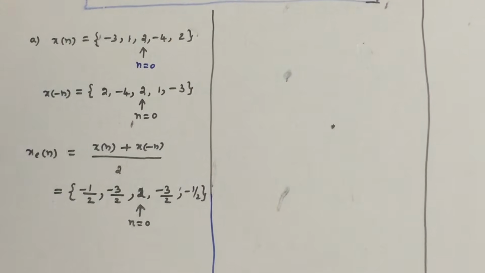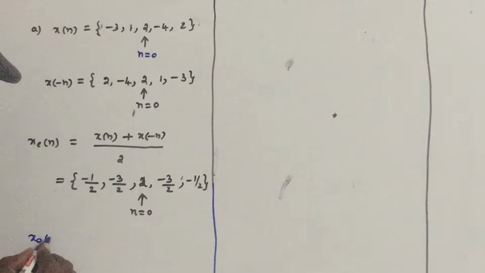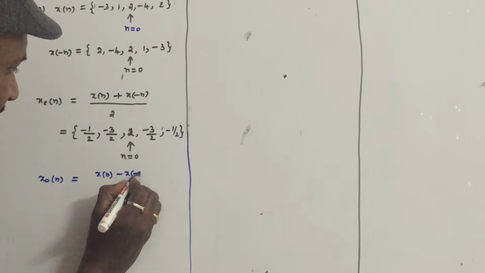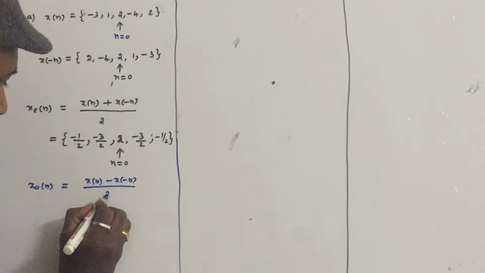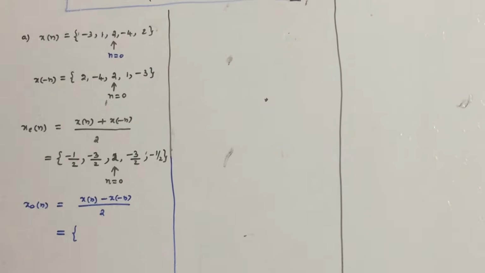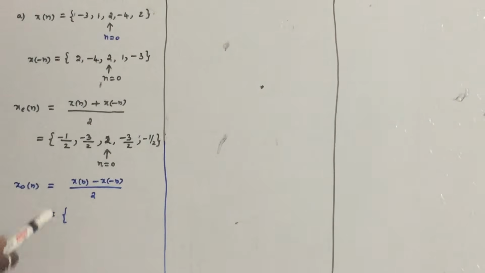So let us find out the odd component. I am writing the formula again. What is the formula? Simple formula: x of n minus x of minus n by 2. Subtract the corresponding samples, as I said earlier.